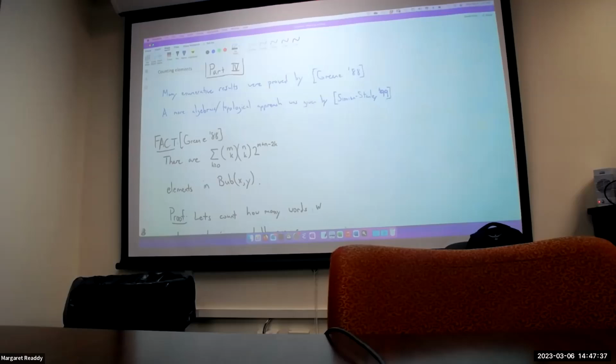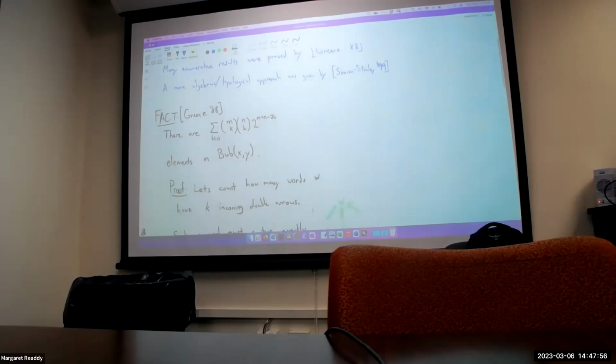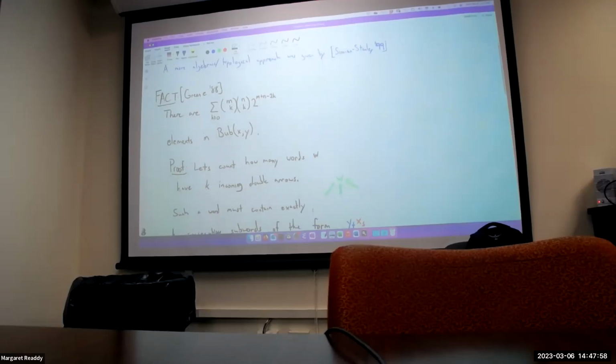There was also this paper by Simion and Stanley where they took a more algebraic approach, where they interpreted things that Greene was doing as the symmetric group acting on the maximal chains, and then they computed that representation and showed some stuff. Anyway, that was very interesting.